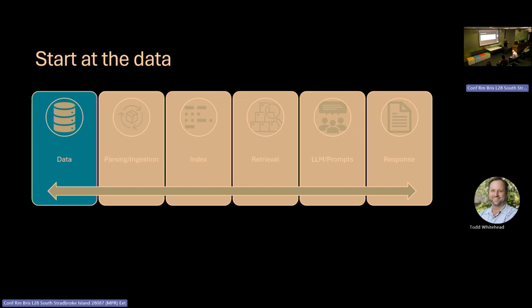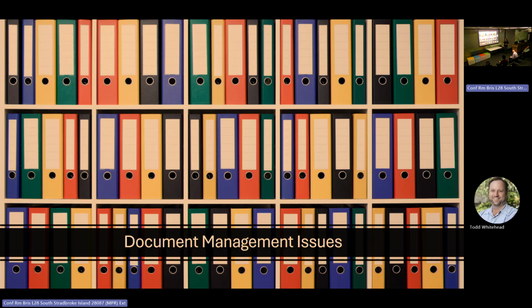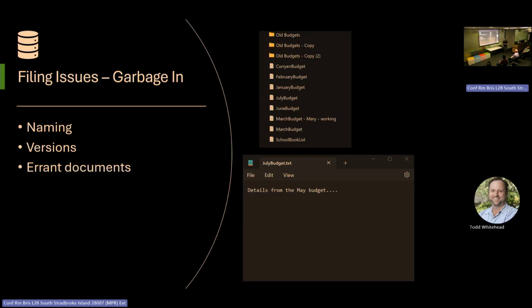Yeah, so like a data pipeline, we're going to have a document intelligence pipeline. So we need to start at the data. And with that, we have document management issues. Whose work environment, all their documents everywhere are really nicely filed and catalogued and have lots of metadata? No one, yes. So with document management, we have filing issues. So if you have garbage that goes in, you're going to get garbage out.